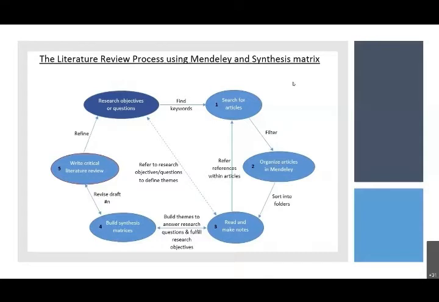So after that, only then do we start the critical literature review writing. These are the processes that you have to use. By using Mendeley, you can organize, search and everything, keep it, and then you can write. Writing is another skill, how you want to write.